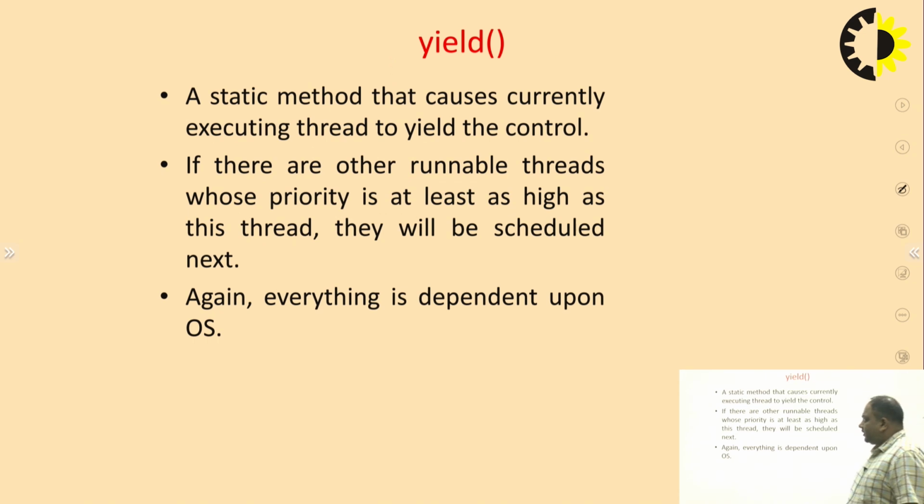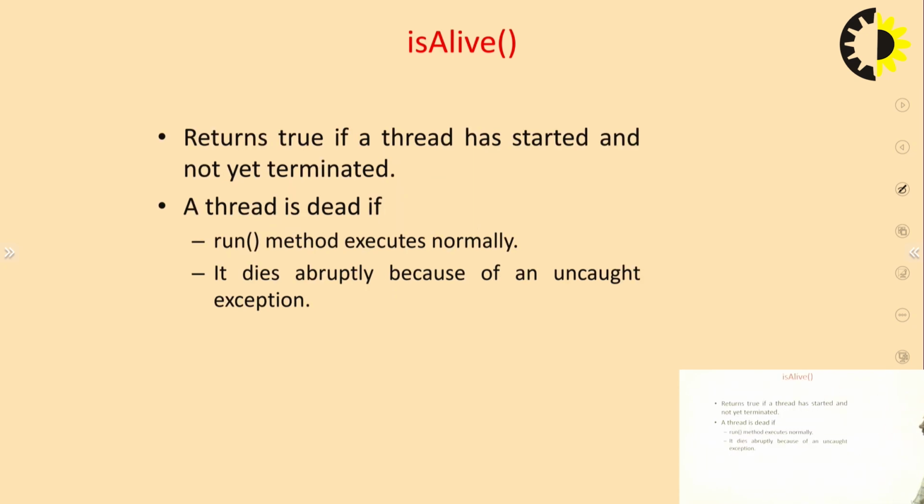Yield method, it is a static method that causes the currently executing thread to yield the control. If there are any other runnable threads whose priority is at least as high as this thread, then they will be scheduled next. The working of the yield method is dependent on the OS, on the features of the OS.